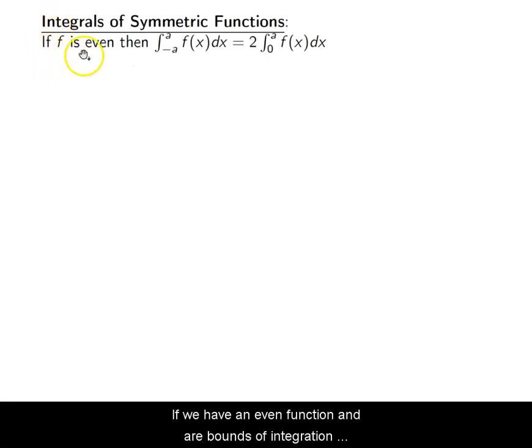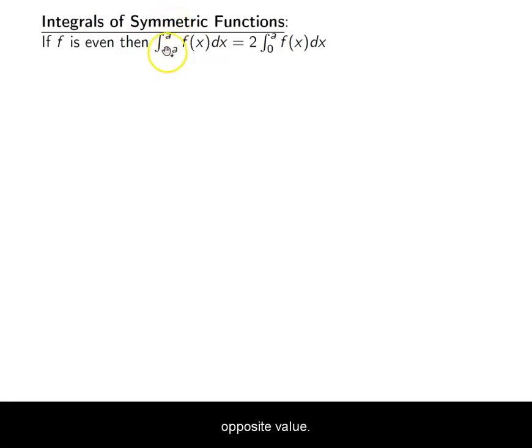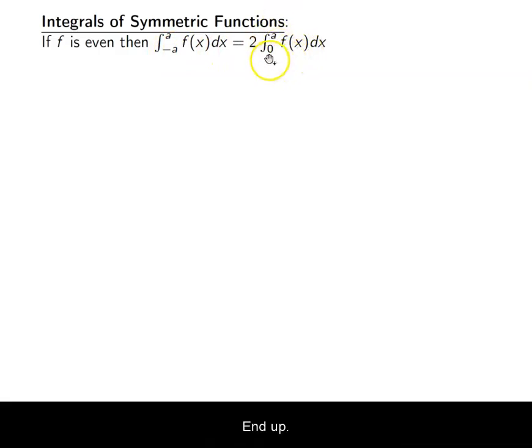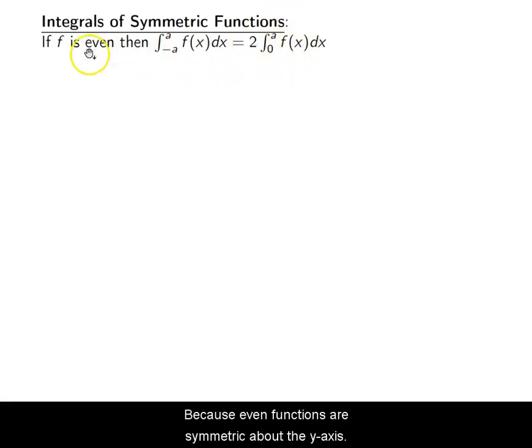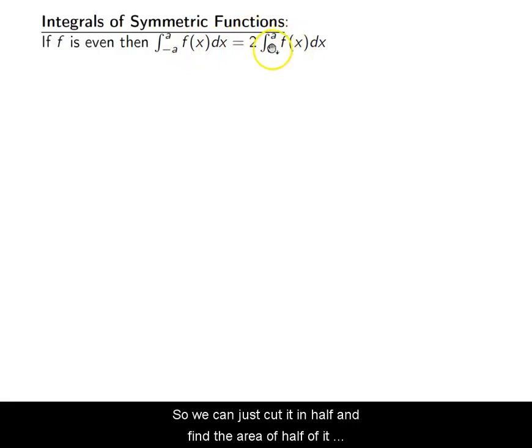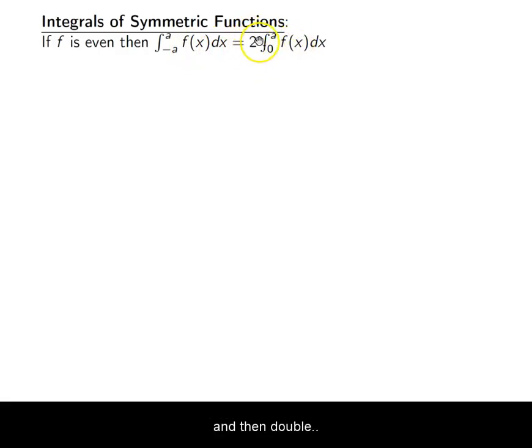If we have an even function and our bounds of integration go from a negative value to its positive value, so over two opposite values, then we can just take the integral of half of that interval and double it. Because even functions are symmetric about the y-axis, we can cut it in half, find the area of half of it, and then double that amount.